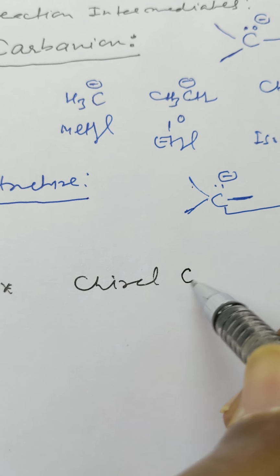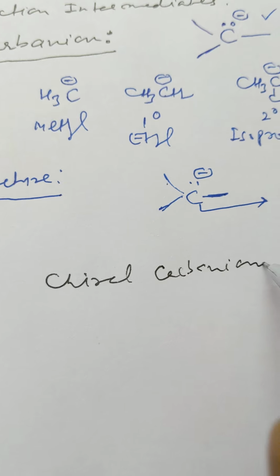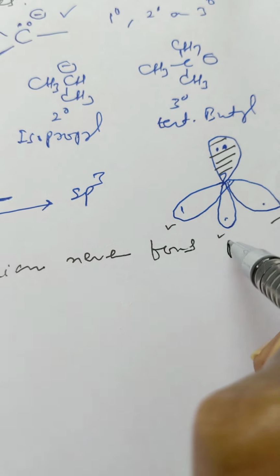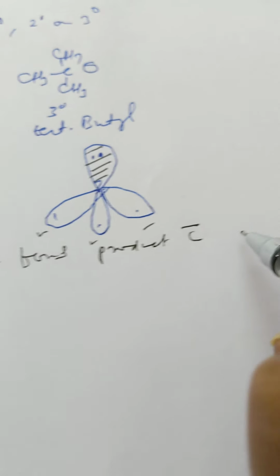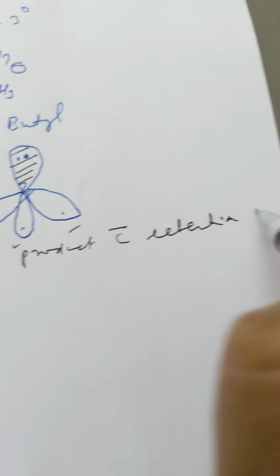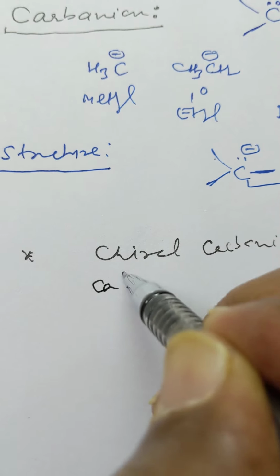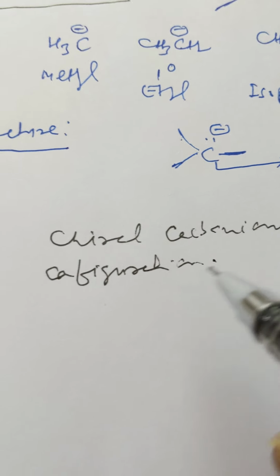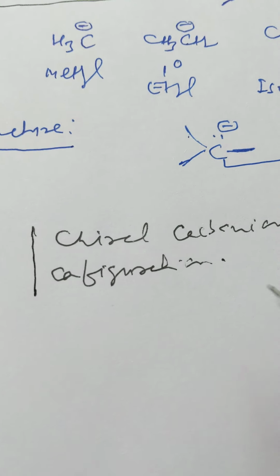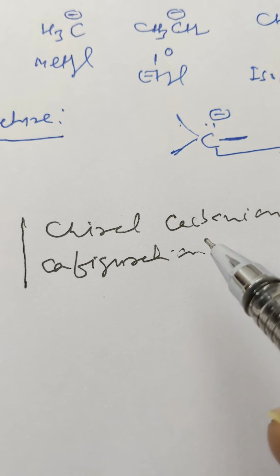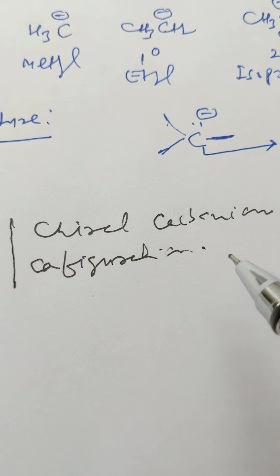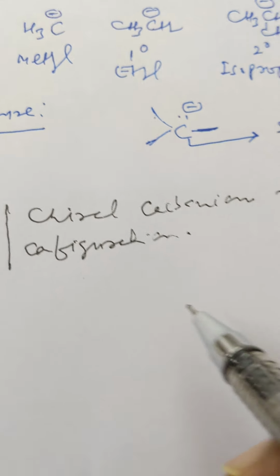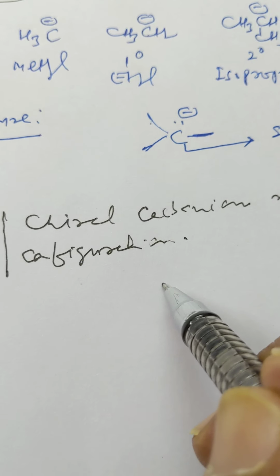Chiral carbanion never forms product with retention of configuration. Because this is a very, very important point, very useful to us when we study reactions having chiral carbon. It is because the unshared pair and the central carbon rapidly oscillate from one side to another like this. See, now this is applicable only in chiral carbon. Let me try to draw this.